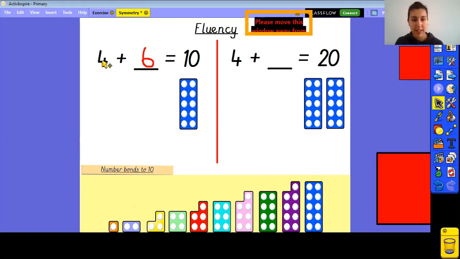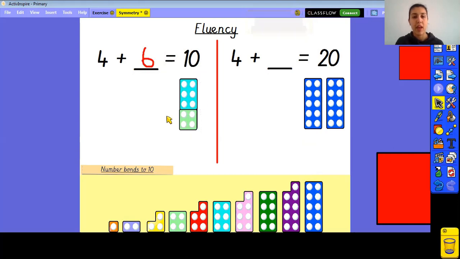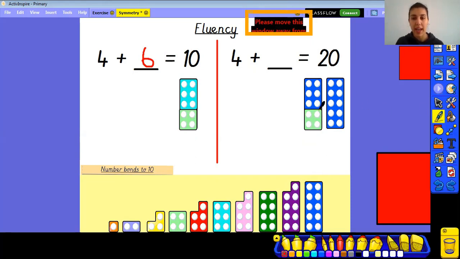So I'm starting with 4, so I'm going to put that on here. What do I need to add to complete my 10? That's right, I need to add 6 to complete my 10. And you can see that 4 and 6 together is the same as 10. But over here, I want to make 2 tens. So I start with 4 because I'm starting with 4 here. So not only do I have to complete this 1 ten, I've got a whole other 10 here because I'm trying to make 2 tens.